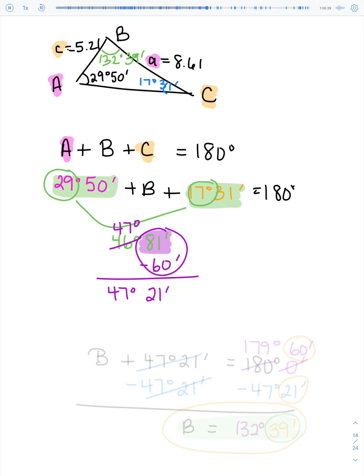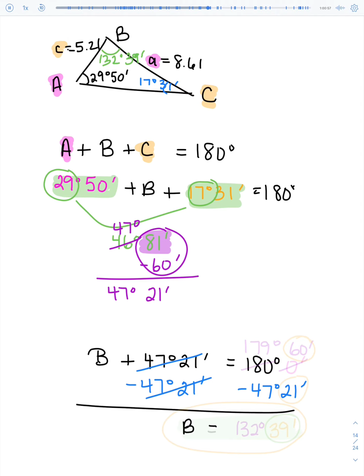So what this now gives us is we've got the angle B over here on the left, and we have this 47 degrees and 21 minutes, and these have to still add up to 180. So continuing along, we'll subtract the 47 degrees and 21 minutes from both sides, and let's see what we end up with. We end up with B equals, well, remember we have to do a little bit of borrowing here because there's a hidden 0 minutes here.